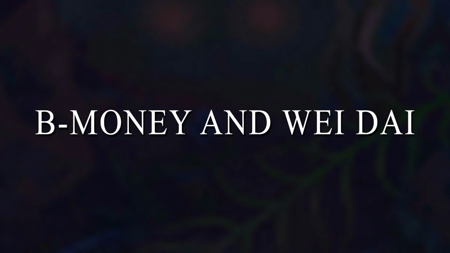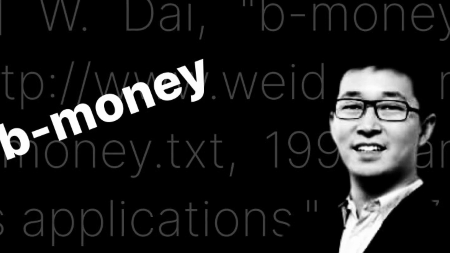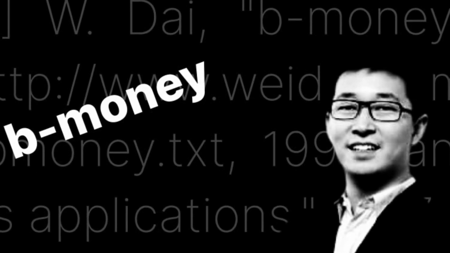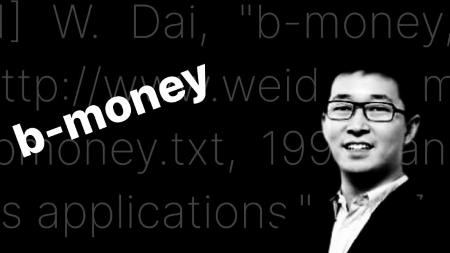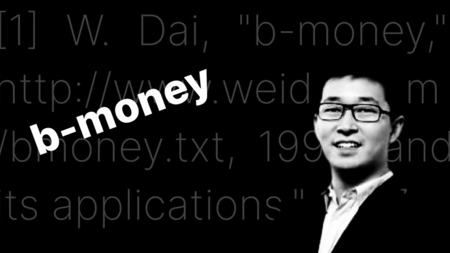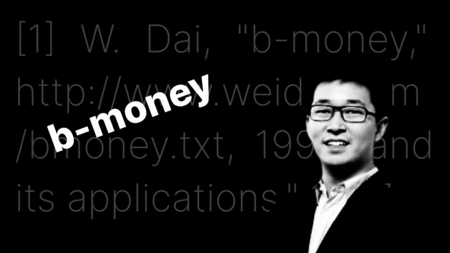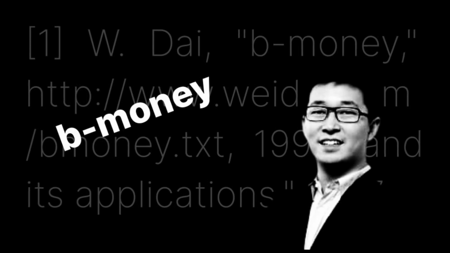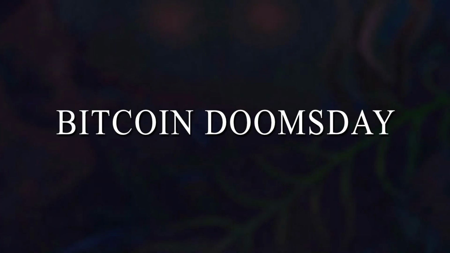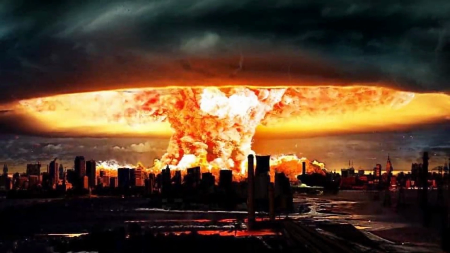B-Money and Wei Dai. These both refer to B-Money, which was created by Wei Dai back in 1998. B-Money was intended to be an anonymous, distributed electronic cash system. Although it was never officially launched, B-Money endeavored to provide many of the same services and features that contemporary cryptocurrencies use today as well. Bitcoin in a doomsday scenario. This refers to Bitcoin being a good candidate for money in a doomsday scenario.